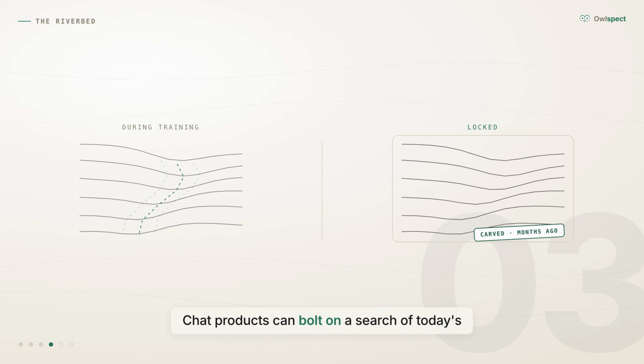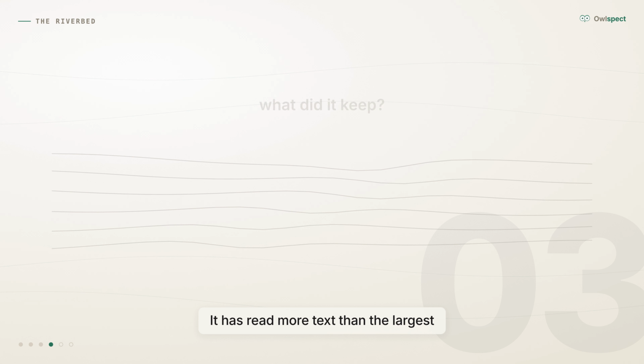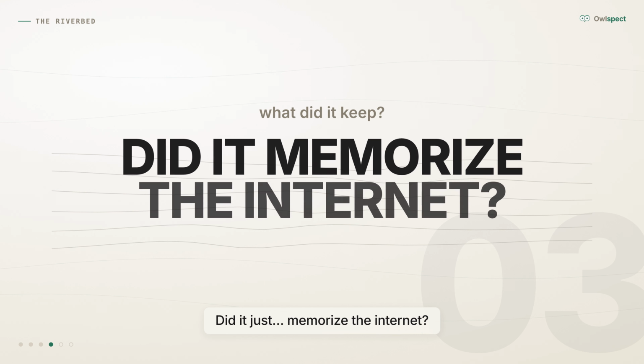Chat products can bolt on a search of today's web, and notes about you, but the machine underneath stays frozen. It has read more text than the largest libraries hold. Every page went through the same game, one hidden word at a time. And there's no warehouse in there. The answers aren't stored. So what exactly did it keep? Did it just memorize the internet?